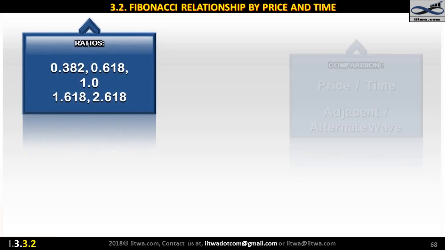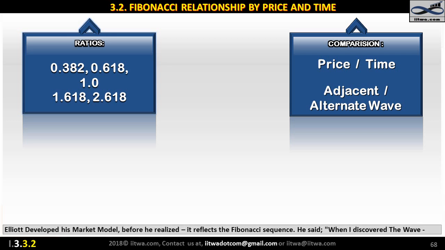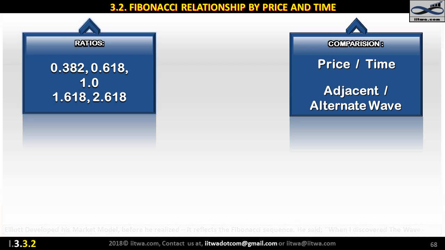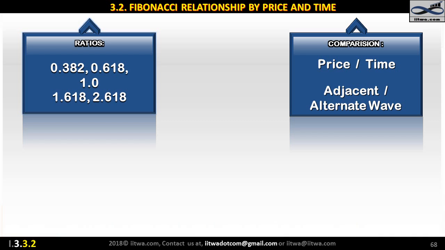Fibonacci price and time relationship, that is 0.618 and 1.618 golden ratio. Elliott developed his market model before he realized that it reflects the Fibonacci sequence. He said, "When I discovered the wave principle action of market trends, I had never heard of either the Fibonacci series or the Pythagorean diagram."